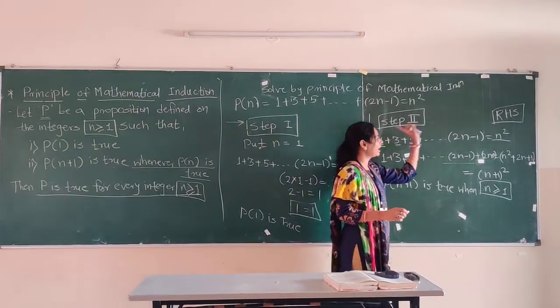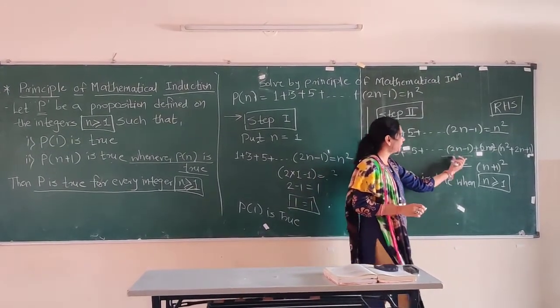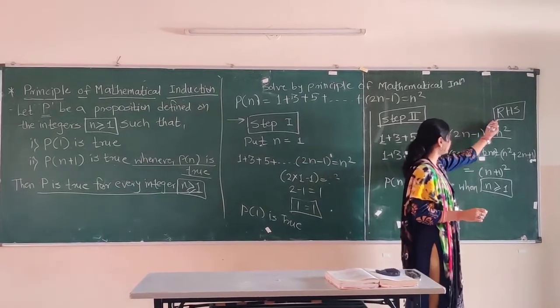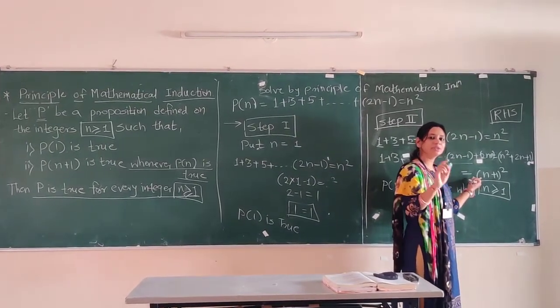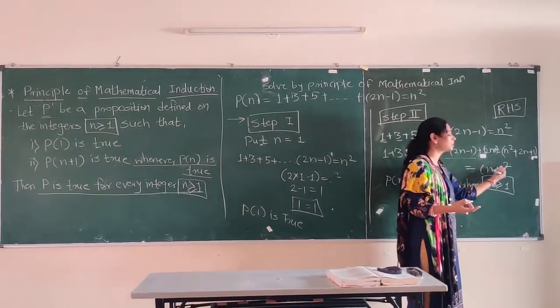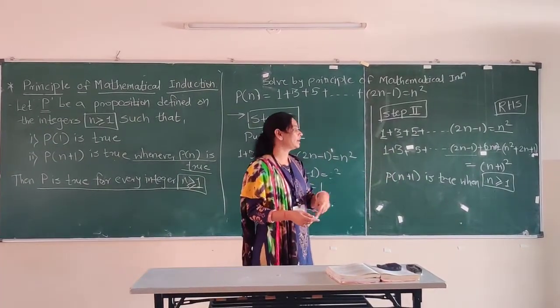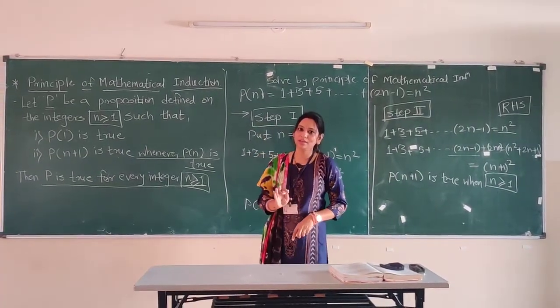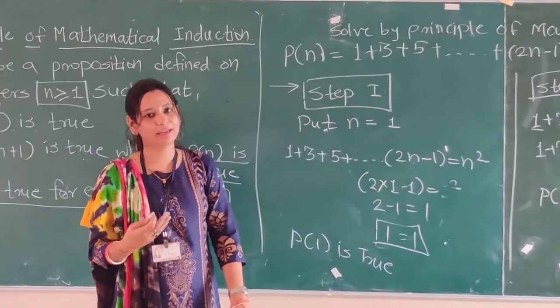Then we put the n plus 1 value. After that we focus on the RHS. We are getting n plus 1 square, meaning your proposition is true for n square. That's why your proposition is true for n plus 1 square. So P of n plus 1 is true whenever n is greater than or equal to 1. So in this way we can solve the example of principle of mathematical induction.